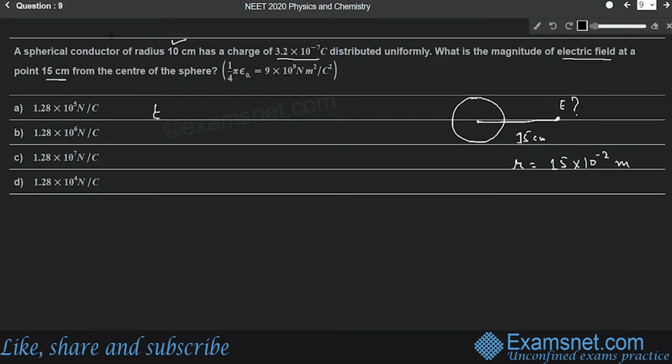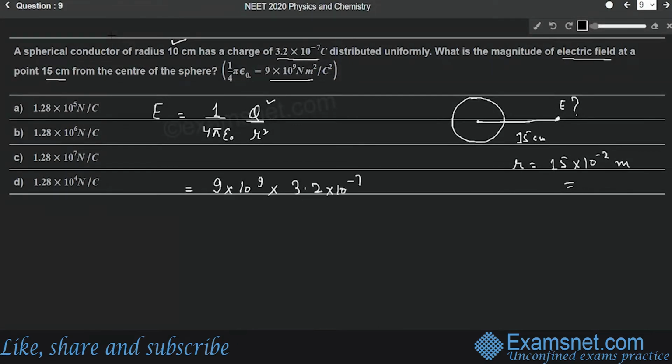Now the expression for electric field outside a conducting sphere is E equals 1 by 4 pi epsilon naught Q by R square. Here Q is the charge and R is the distance of this point from the center. So let's put the values. 1 by 4 pi epsilon naught is already given in the question, 9 into 10 to the power 9. So 9 into 10 to the power 9 into the charge, 3.2 into 10 to the power minus 7.